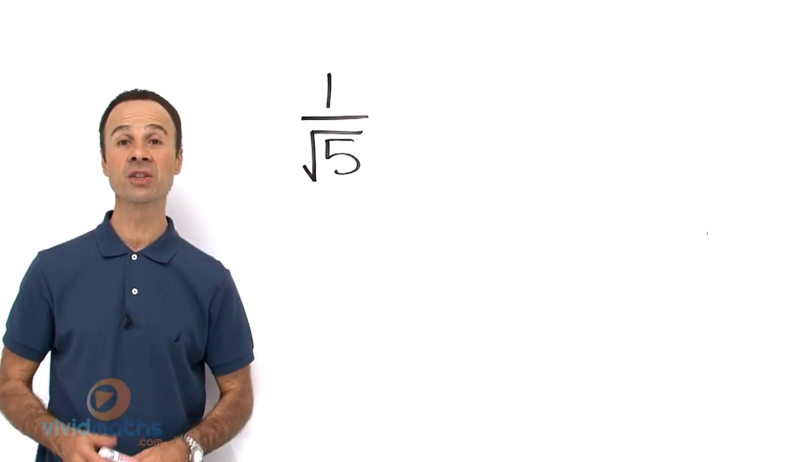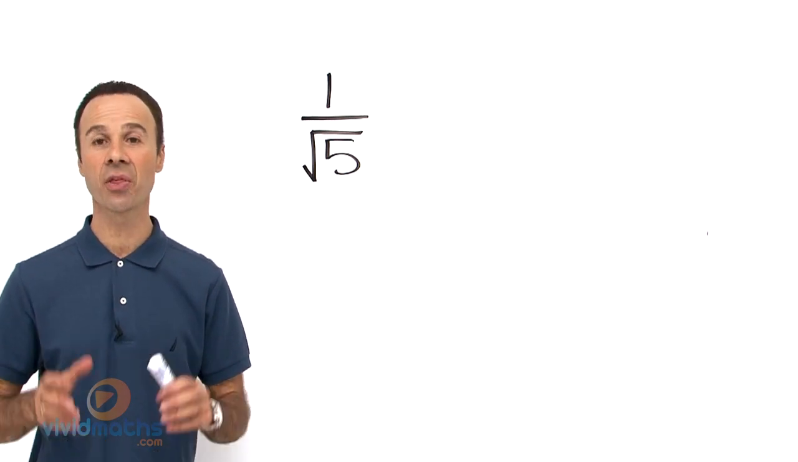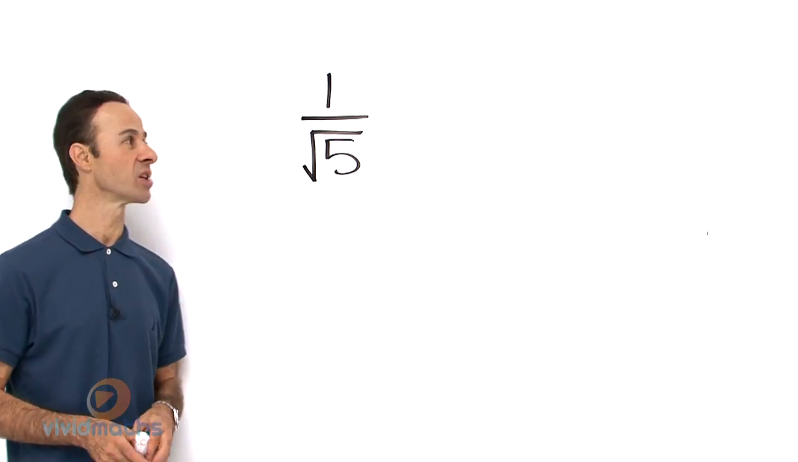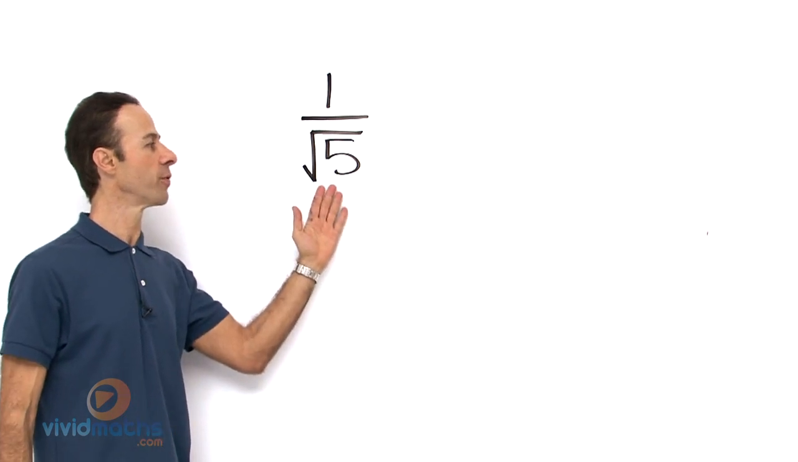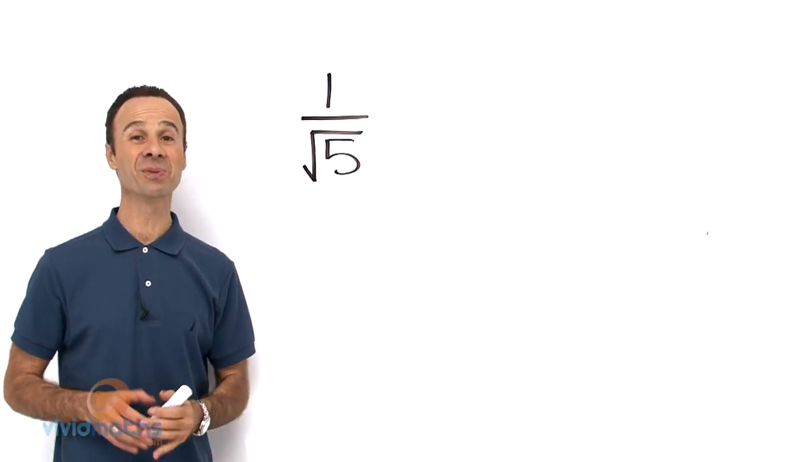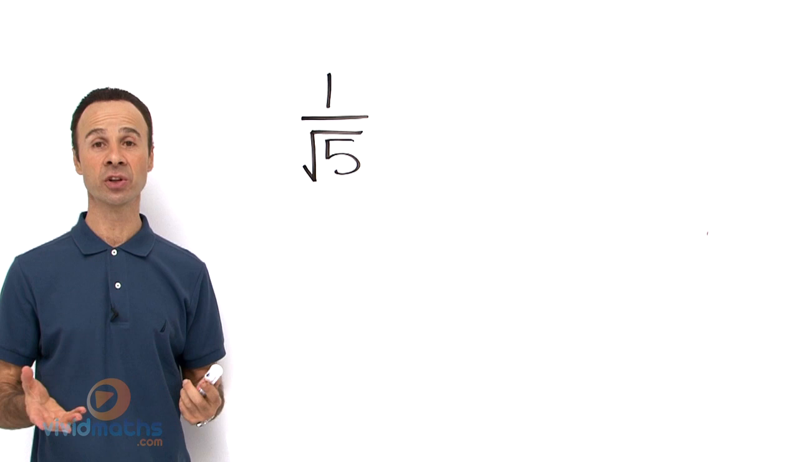Hi guys, I'm about to reveal how to rationalize the denominator. So we have an example here, 1 over the square root of 5. First of all, I'm going to explain to you why we rationalize the denominator.